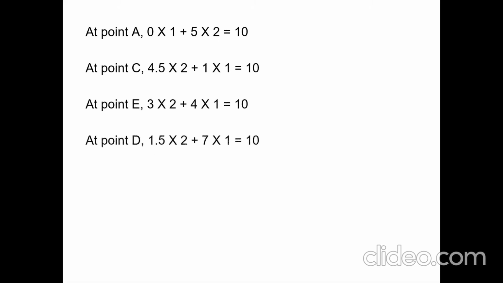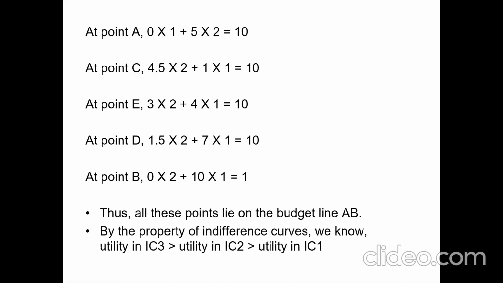That is changing. At point D, this is how it comes, and at point B, this is how it comes. So these are all the calculations we have done with the help of the table. We have picked up these figures from the table. Thus all these points lie on the budget line AB. By the property of indifference curves, we know that utility in IC3 will be greater than utility in IC2, and that will be greater than utility in IC1. So this is how it goes.